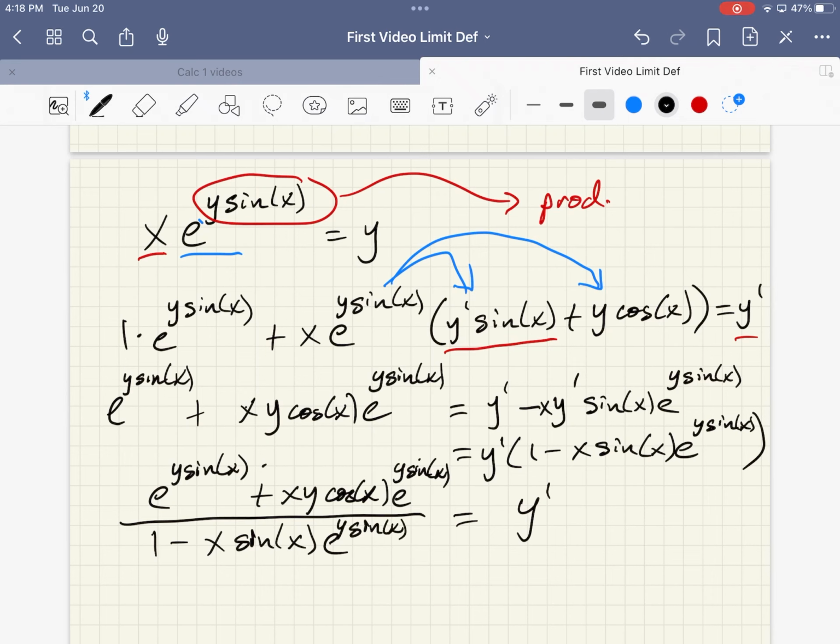So it's a bit of an algebraic exercise right here once you get past there. But again, the key with implicit differentiation is to make sure that you treat y as a function of x. And so every time you have to take the derivative of y, you're going to say that that's y prime.